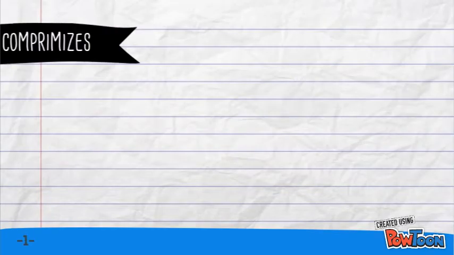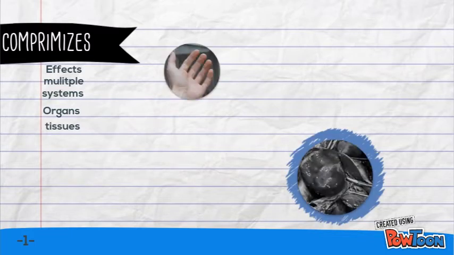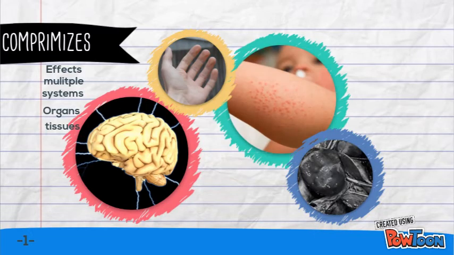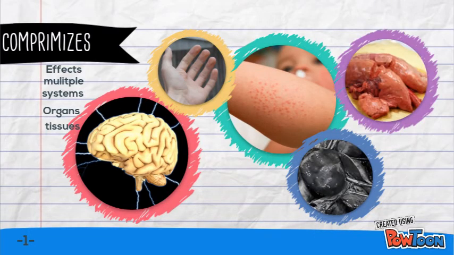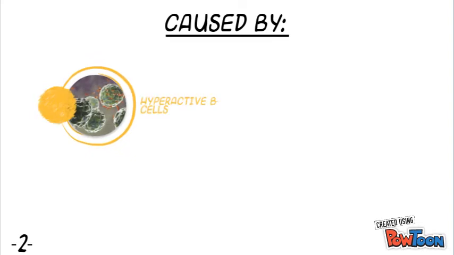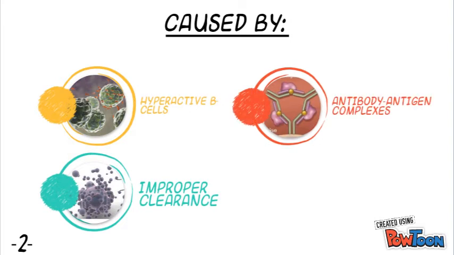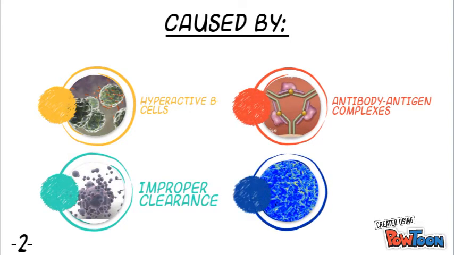Systemic lupus erythematosus is an autoimmune disease that affects multiple organs within a system. This includes the cardiovascular system, joints, the brain, the skin, and the lungs. It is a result of hyperactive B cells, improper clearance of dead cells, antigen-antibody complexes, and T cell stimulation.